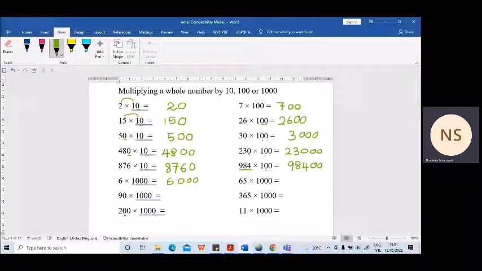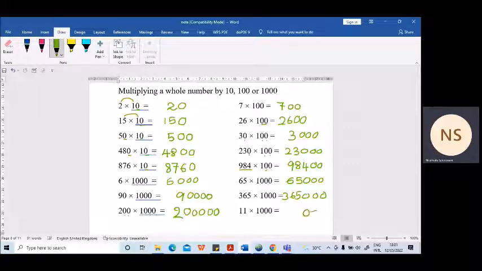Here how many zeros? Let's take this example. 1, 2, 3, 4, 5. 1 times 2 is 2. 2 lakhs. Here the answer is, what's the answer here? 1, 2, 3, 4 zeros. 1 times 9 is 9. Here there are 3 zeros coming at the end. 1 times 65 is 65. 3 zeros at the end. 1 times 365 is 365. Here 3 zeros at the end. 1 times 11 is 11. These are the answers, right?